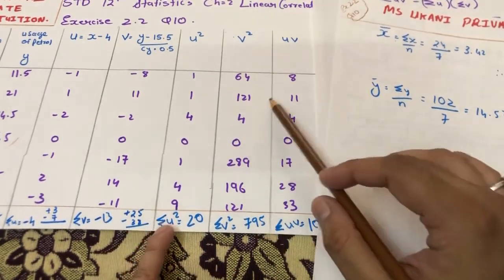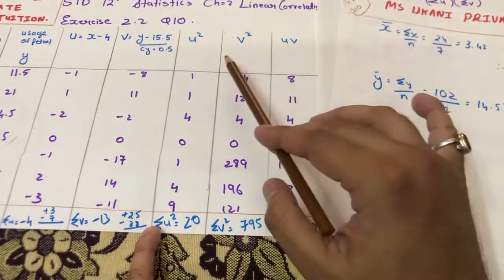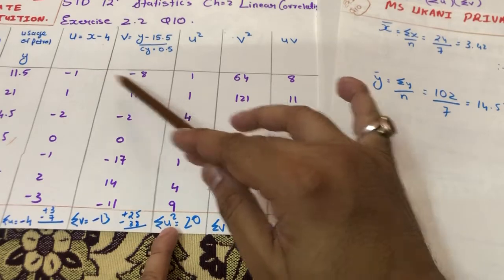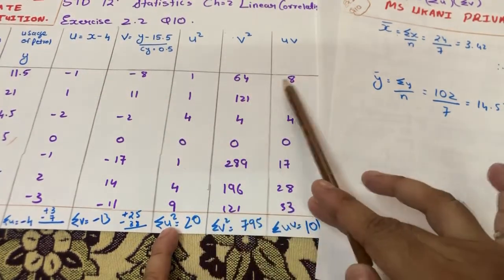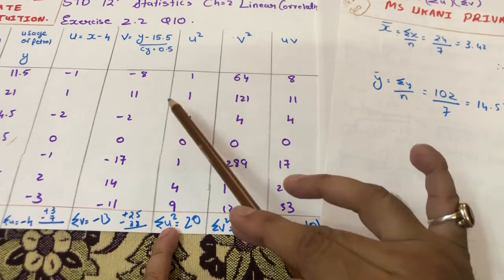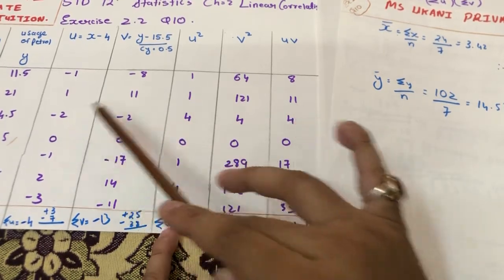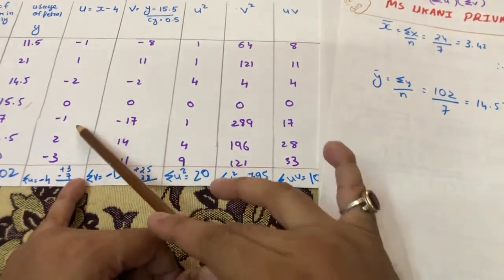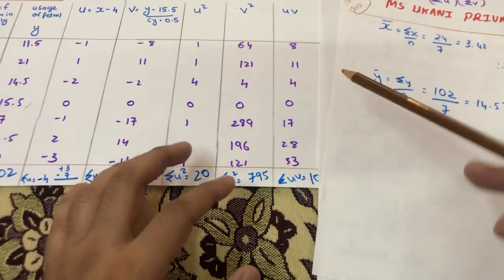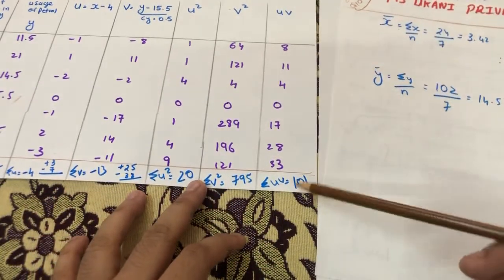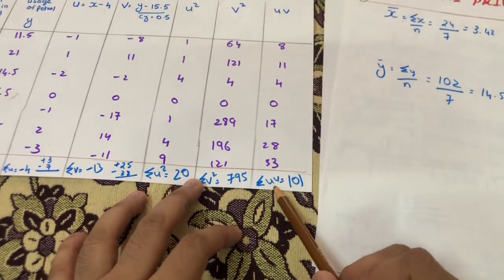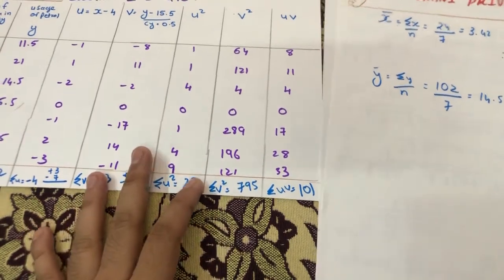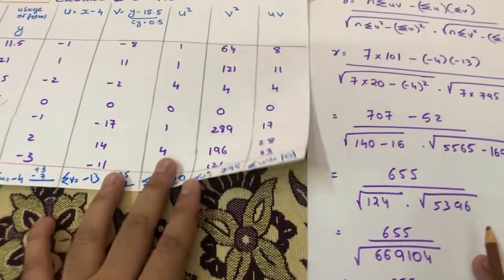After adding U square and V square, now the last column we have to multiply, the column U and V. See here, this is column U and V. So 8 ones are 8, minus minus plus. Okay. 11 ones are 11, 4 twos are 4, 0 zeros are 0. Okay. Same, 17 ones are 17, minus minus plus. So in this way we had calculated the column UV, and after adding the last column, our summation UV will be 101. Now we will put the digits in the formula.